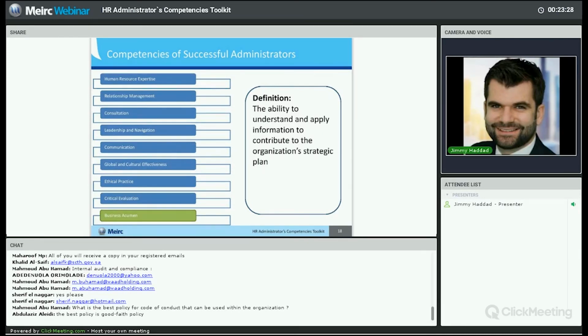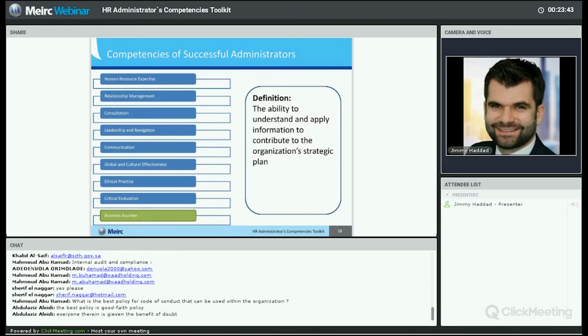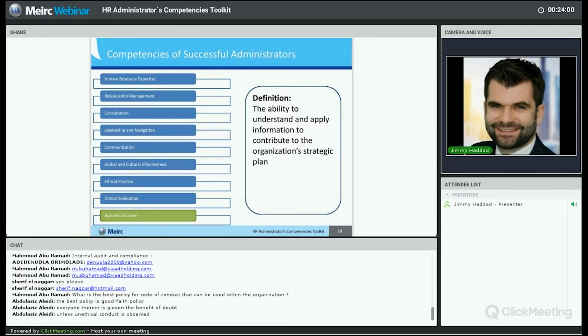The final of these 9 competencies is that of business acumen, which is the ability to understand and apply information to contribute to the organization's strategic plan. Now, that competency requires demonstrating the basic knowledge of business lines and product services. For those who work in large organizations, it's always recommended to know the various divisions, product lines, product services, business lines within your entire group.